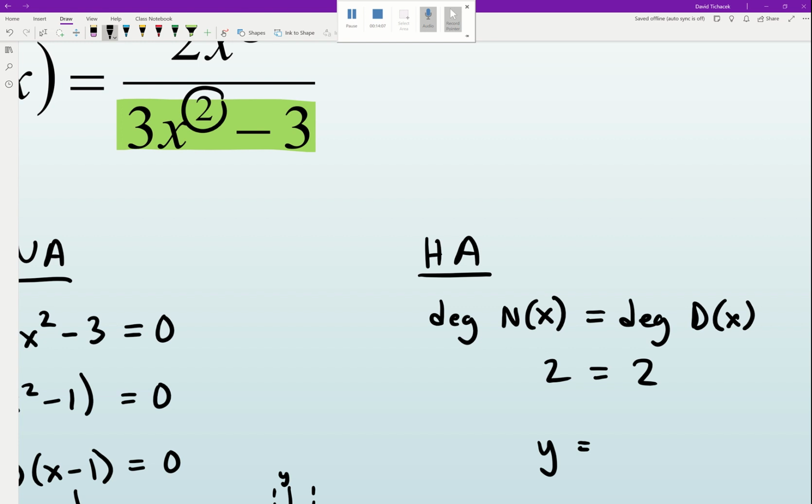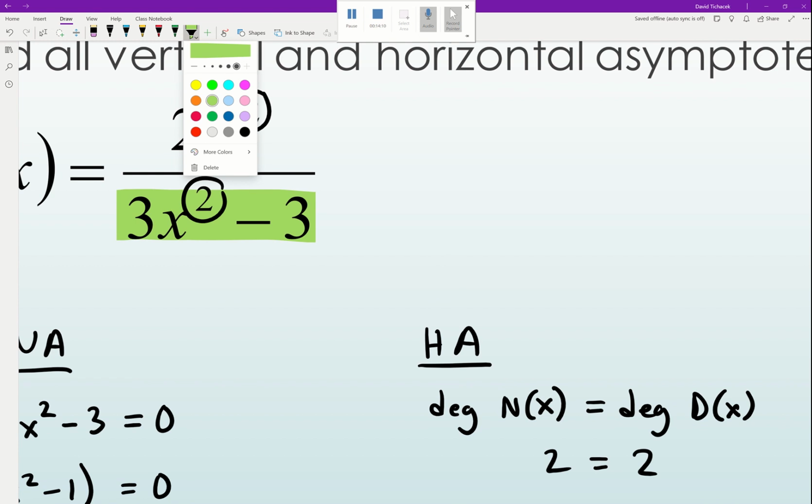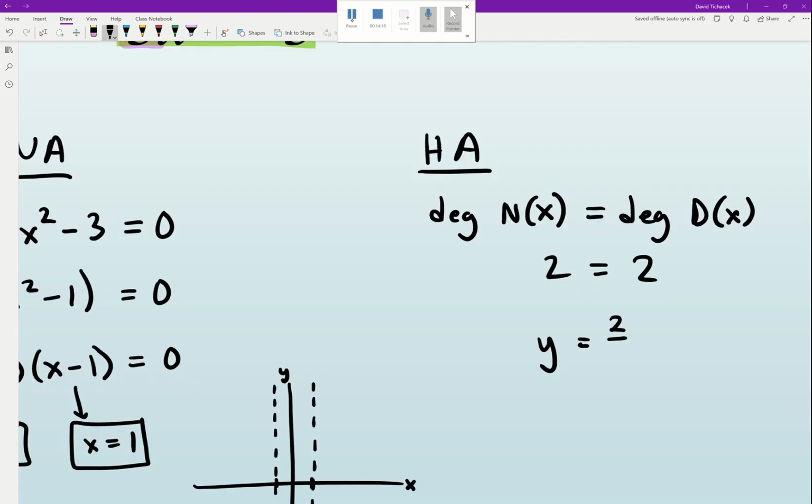And so we will automatically conclude here that the only horizontal asymptote that we're going to have is going to simply be the ratio of the leading coefficients here. And so the leading coefficient on top is 2, the leading coefficient on bottom is simply 3, so the ratio of those two numbers is 2 to 3, or in other words, the fraction 2/3.